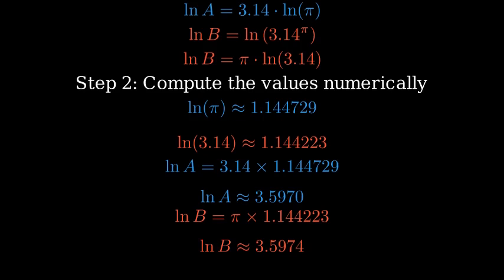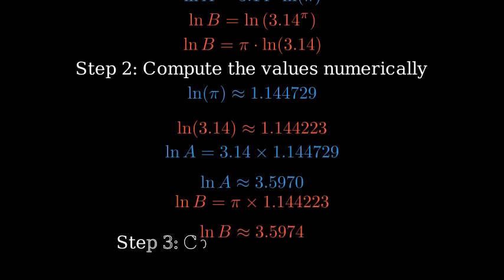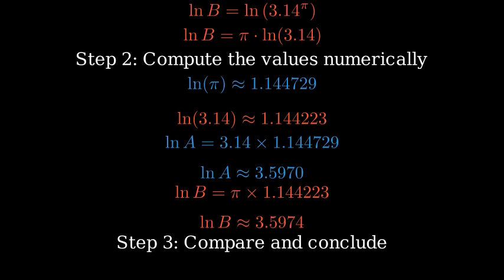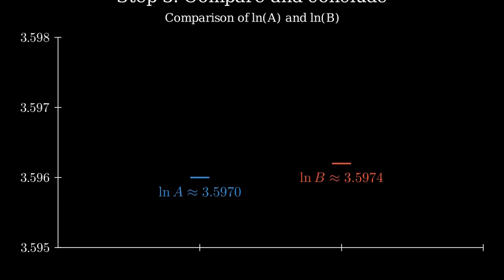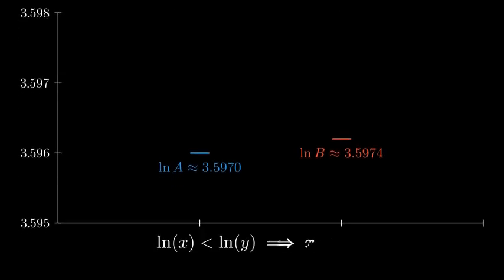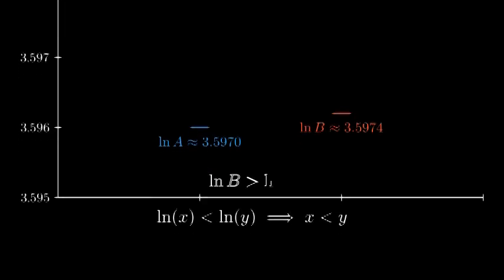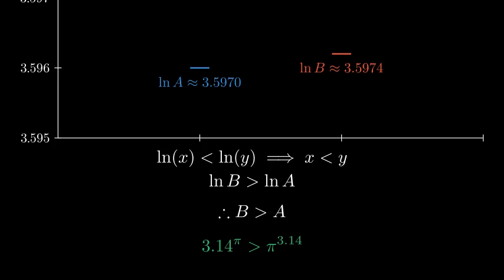Step 3. Now we can compare the values and draw our conclusion. Looking at our calculations, we can see that ln of b, which is approximately 3.5974, is slightly larger than ln of a, which is approximately 3.5970. We can visualize this small difference. It's very close, but ln of b is indeed larger. Since the natural logarithm is a monotonically increasing function, if ln of b is greater than ln of a, then b must be greater than a. Therefore, we can conclude that 3.14 raised to the power of pi is greater than pi raised to the power of 3.14.